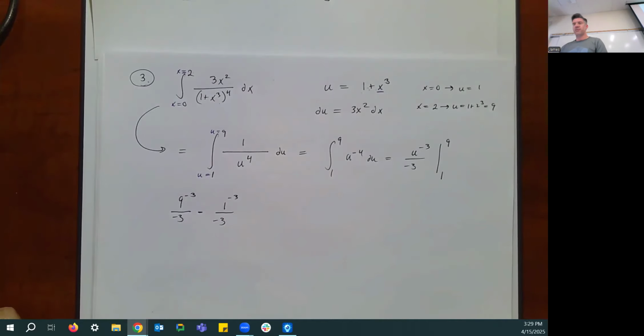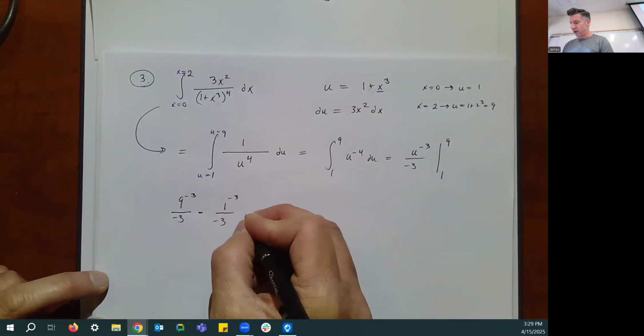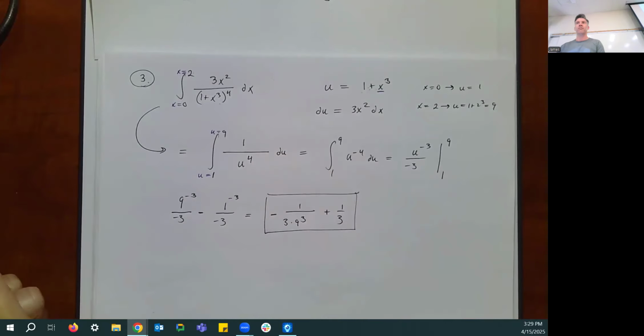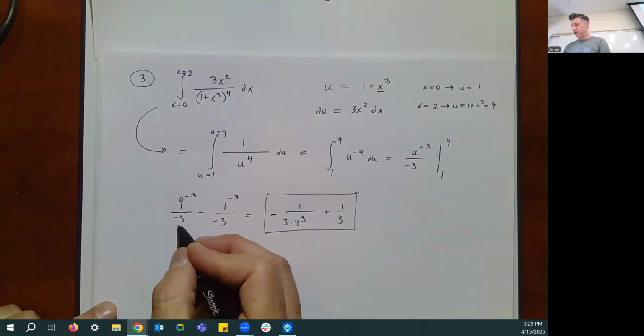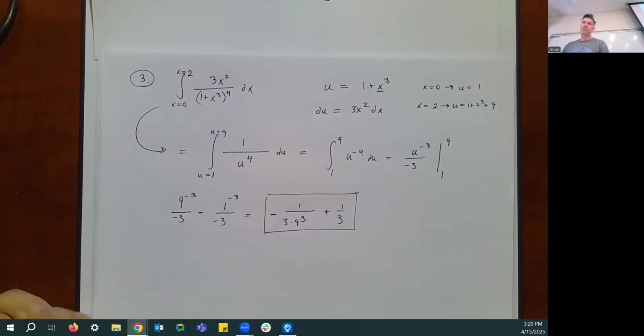Which sure is, I would leave it like that. I mean, okay, that's not true. I wouldn't leave it as 1 to the negative third. I'd probably rewrite it as negative 1 over 3 times 9 cubed plus 1/3. That feels slightly better, but whatever. Right, I brought the 9 down to the bottom, put the negative out in front, minus minus is plus, 1 to any power is 1.